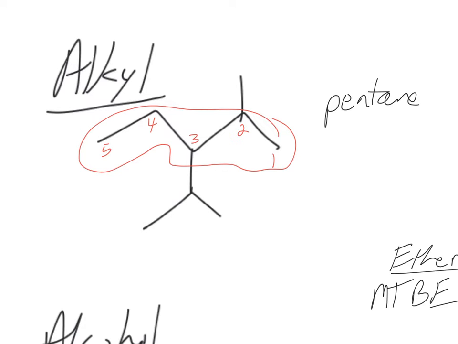So how do I name this? I have pentane. What are the substituents I have off this thing? I have a methyl on carbon 2, so 2-methyl. And what's off carbon 3? What's that called? Isopropyl. 3-isopropyl. Does I come before M? So the answer should be 3-isopropyl-2-methylpentane.